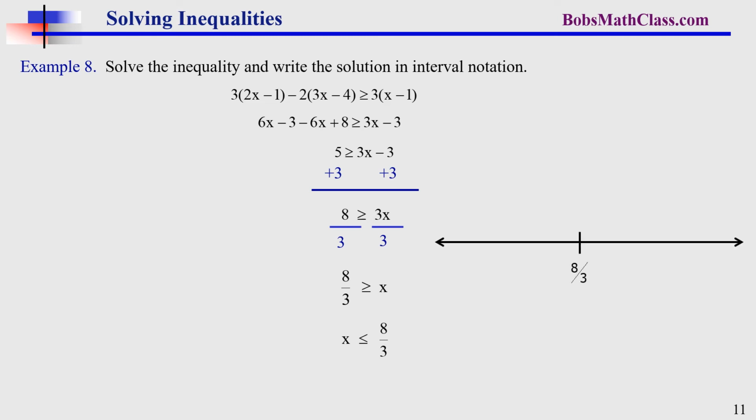Okay, put 8/3 on a number line. Shade to the left. We're going to use brackets. There's an equal sign. So we're shading to the left, so that's negative infinity. Interval notation, bring down the symbols. Negative infinity, comma, 8/3. Brackets on the 8/3. Parentheses on the negative infinity.